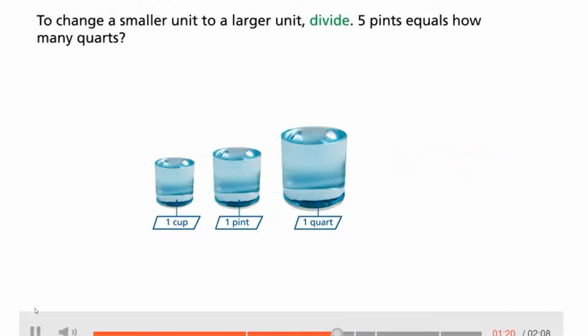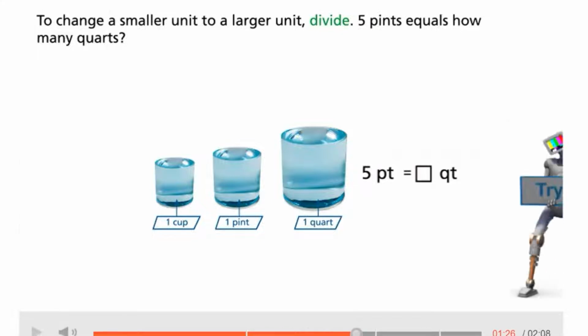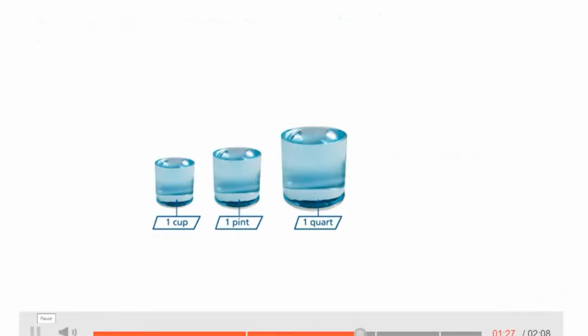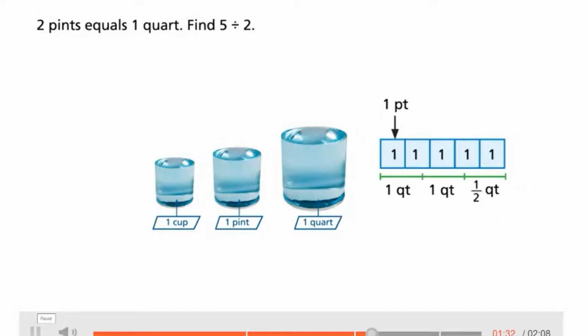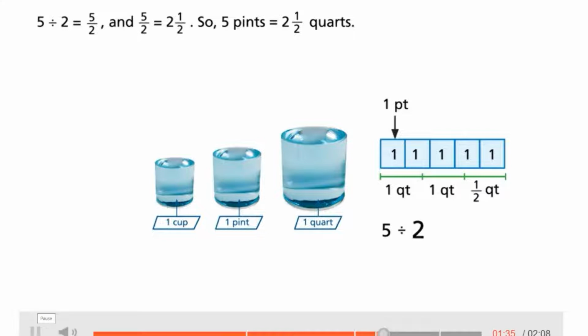To change a smaller unit to a larger unit, divide. 5 pints equals how many quarts? 2 pints equals 1 quart. Find 5 divided by 2. 5 divided by 2 equals 5 halves, and 5 halves equals 2 1/2. So 5 pints equals 2 1/2 quarts.